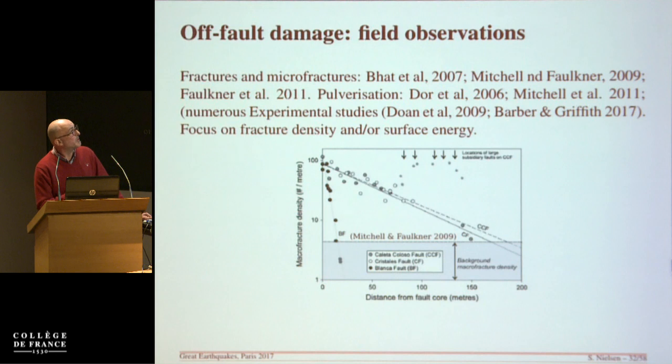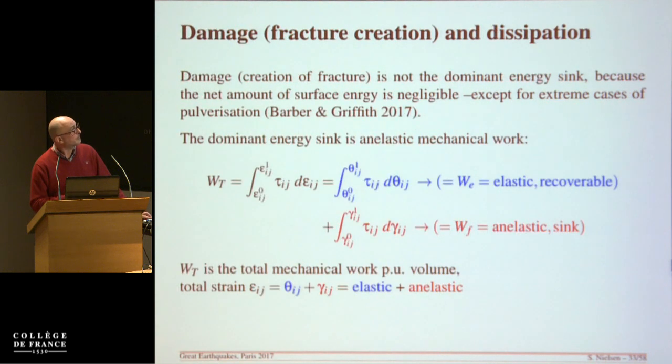This is something else that people have been looking at from the field perspective. They've been counting the number of fractures as you go away from the main fault zone and see that they decay very rapidly. And of course, this is very important for the permeability of the fault zone and probably for surface energy that's required to create those cracks, but they not necessarily use a big amount of energy. They don't necessarily dissipate a big amount of energy.